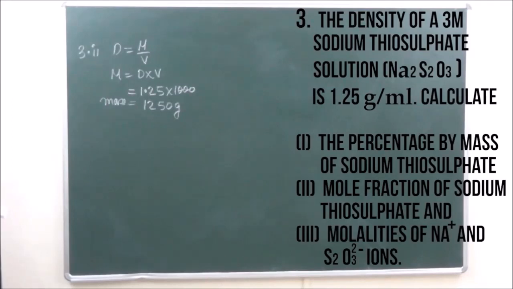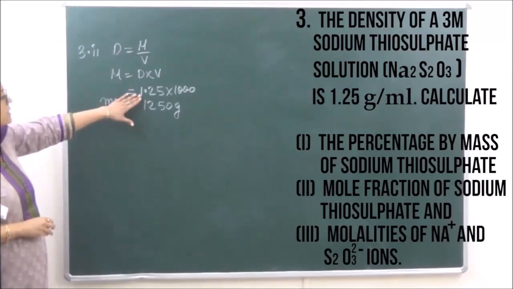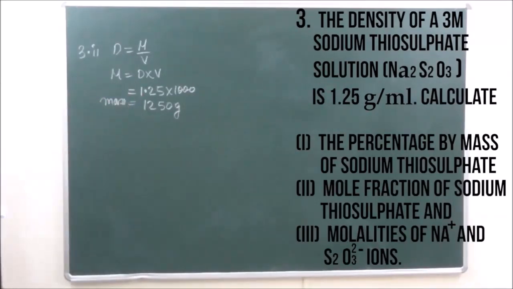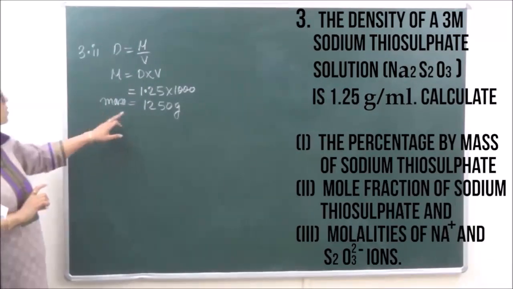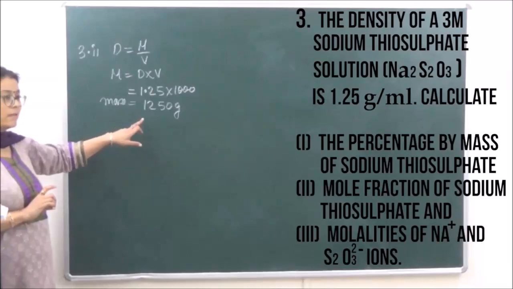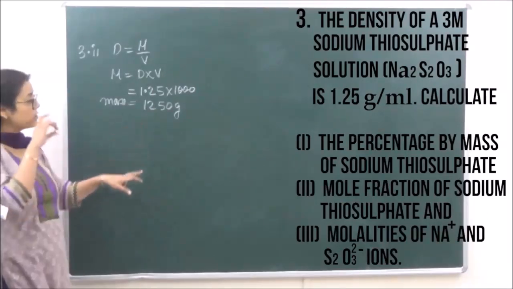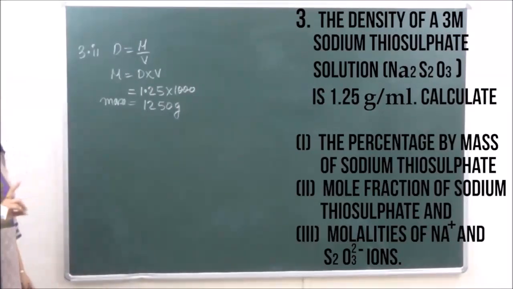Now when we are talking in 3 molar solution, this is the mass when we are only considering the density. If you go back to the question, the first line given is the density of a 3 molar sodium thiosulfate solution. Now when we have calculated the mass over here, which is coming as 1250 grams, we have to calculate the mass of 3 molar solution.